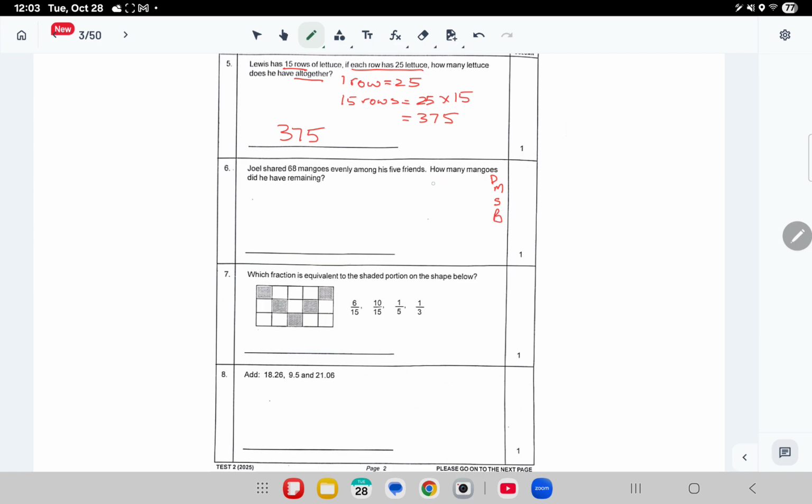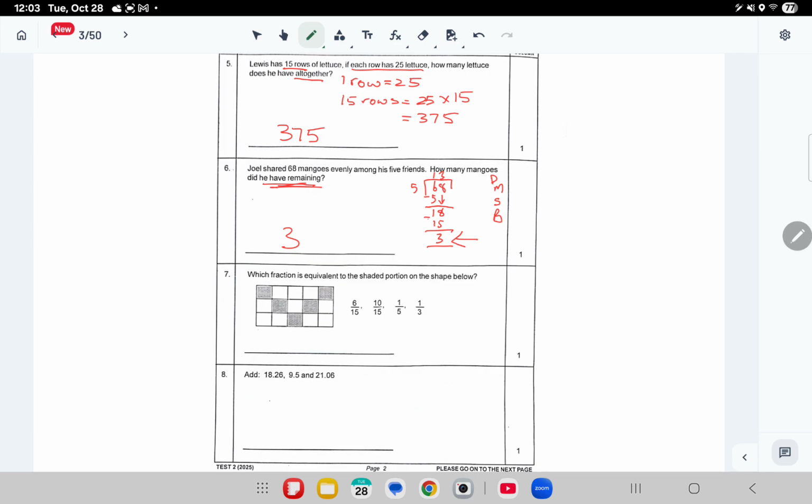So we have 68 divided by 5. 5 could go into 6 one time. 1 multiplied by 5 is 5. 6 take away 5 is 1. Next step is to bring down. This number now becomes 18. 5 could go into 18 3 times. 3 multiplied by 5 is 15. 18 take away 15 is 3. We don't have any other numbers to bring down. So that means you want to calculate how much did he have remaining. So therefore this value here will show the remainder. So he had 3 remaining.